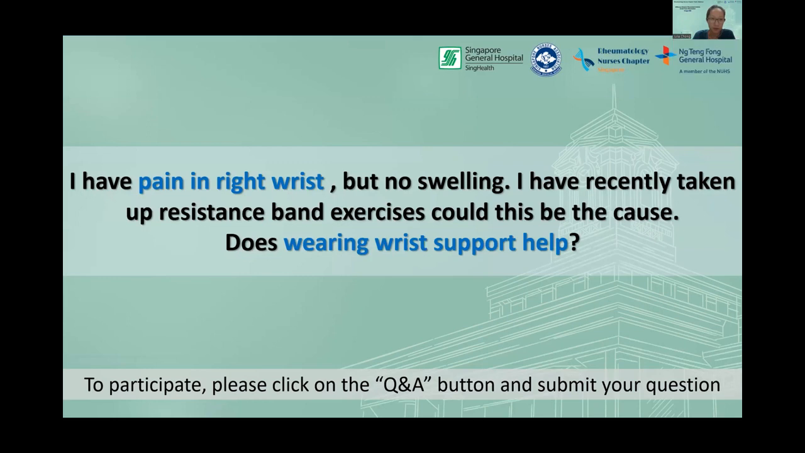Yeah, hi. With regards to this question, we have to first look at several things. I have no direct answer to this, because number one, I will need to know when did the pain start? Was the pain in the wrist all along, but further exacerbated after the resistance band, or did the pain only start after taking up the resistance band exercise? Because it would differ, depending on when the pain actually started. And the other thing, whether the pain was present at all times or only during exertion.